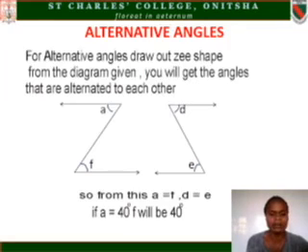Alternate angles. For alternate angles, you draw out a Z shape from the diagram given above. You will get the angles that are alternate to each other. Now looking at this Z shape, you see that angle A is equal to angle F. They are alternate to each other. Angle D is equal to angle E. This means that if A is equal to 40 degrees, F will also be 40 degrees.